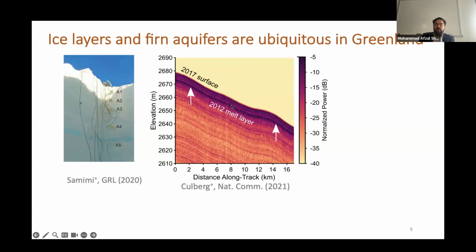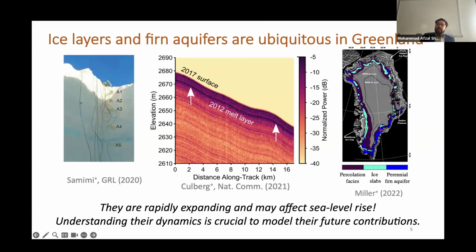In fact, on a Greenland-wide scale, these ice layers are pretty ubiquitous, along with the aquifers that sit on top of them, as shown here in different shades of blue color. It turns out that these ice layers and firn aquifers are rapidly expanding, and they can potentially accelerate the sea level rise. In the remote sensing community, these firn aquifers act as blind spots because they cause attenuation of signals. An ice layer can cause signal scattering.